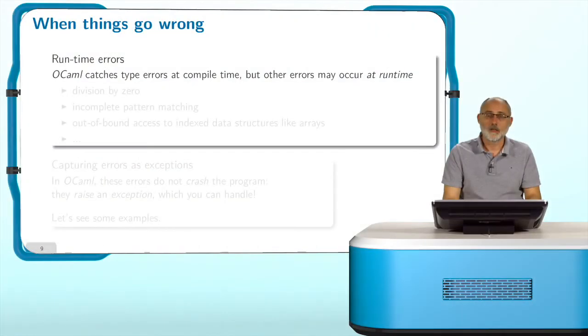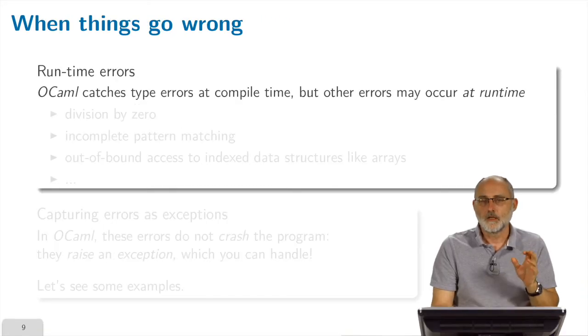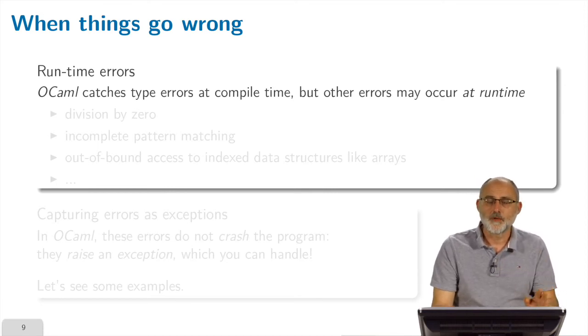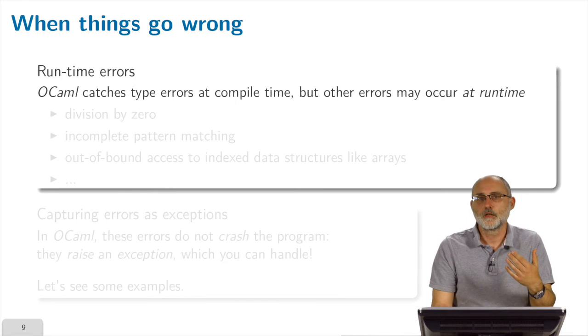We have seen how to create new exceptions, how to raise them, how to handle them. But it is very interesting to know that in the OCaml system, many runtime errors are also caught as exceptions and returned to you as exceptions that you can manipulate. Well, you remember, in OCaml, the type errors are caught at compile time, but there are many other errors which are not type errors. They cannot be caught at compile time.